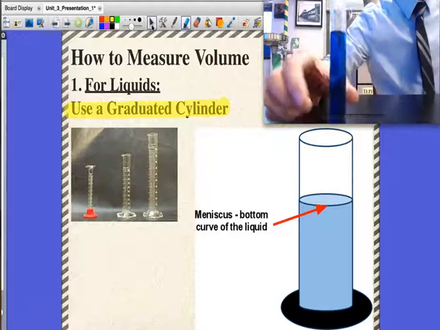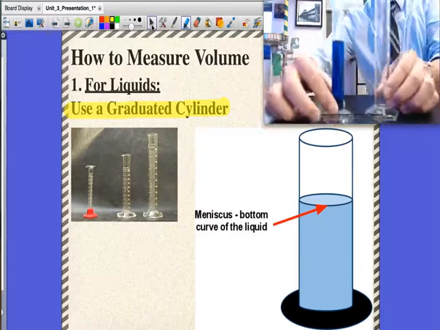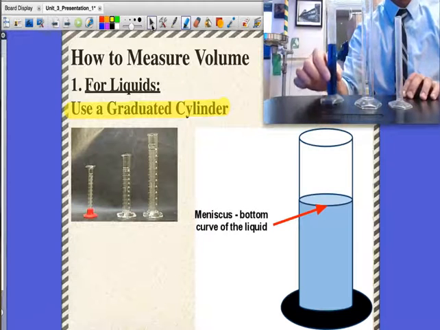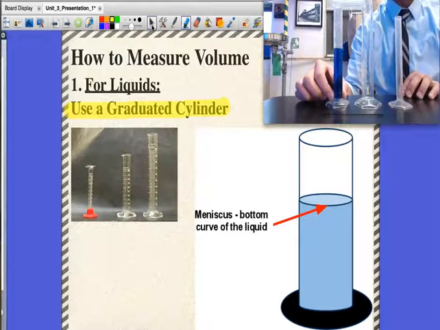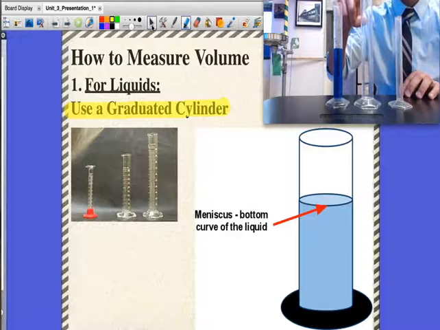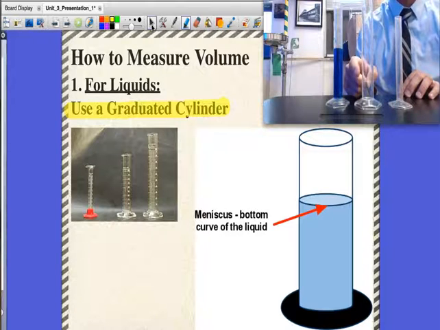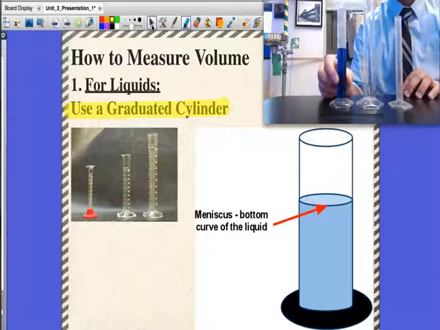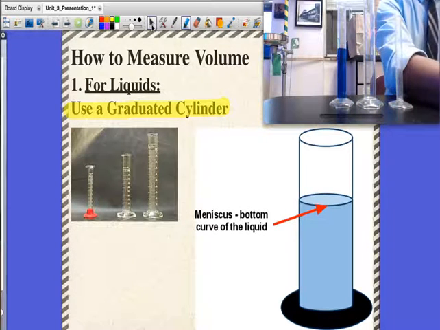So that's how I would find the volume of a liquid. If I'm looking at these 3, the one that would make the best fit is this one. Even though the liquid would fit inside the 50 milliliter one, I'm not going to use it because this one is the most accurate of the 3 that I could choose.